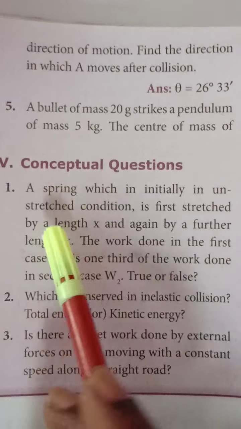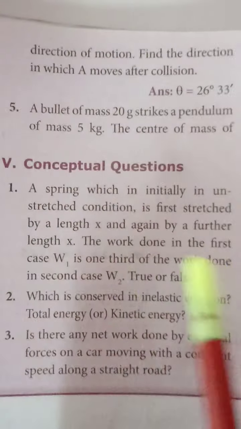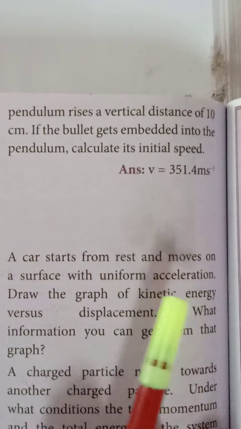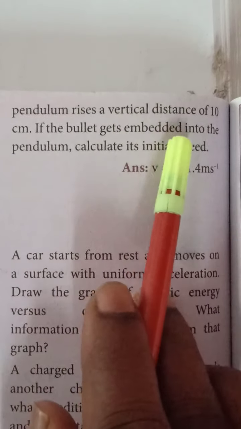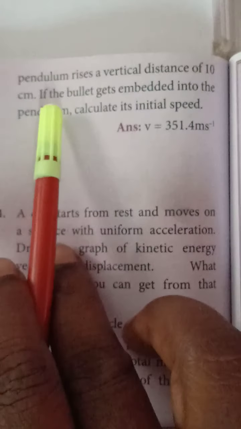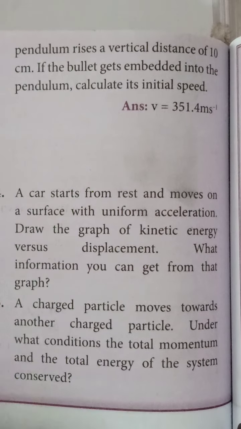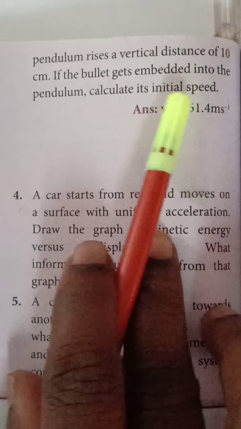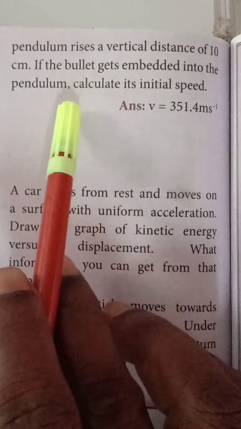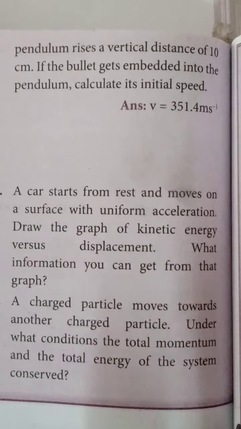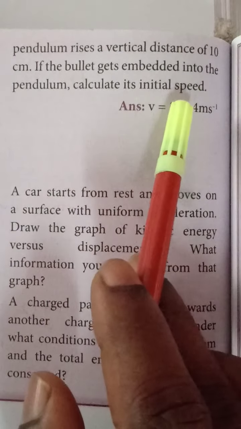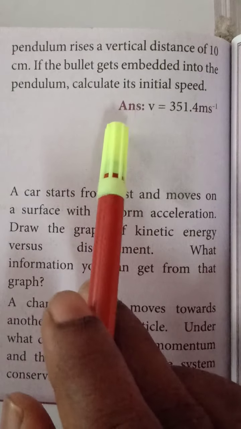Fifth problem. A bullet of mass 20 gram strikes a pendulum of mass 5 kilogram. The pendulum is moving like an oscillation. The center of mass of the pendulum rises a vertical distance of 10 centimeter. So after the bullet hits the pendulum, it will move a distance of 10 centimeter. If the bullet gets embedded into the pendulum, this means it is attached to the pendulum after hitting. Calculate its initial speed. So we are finding the velocity of the bullet.